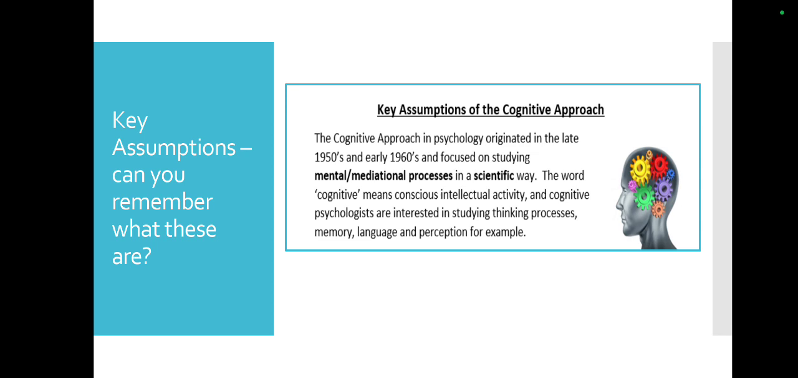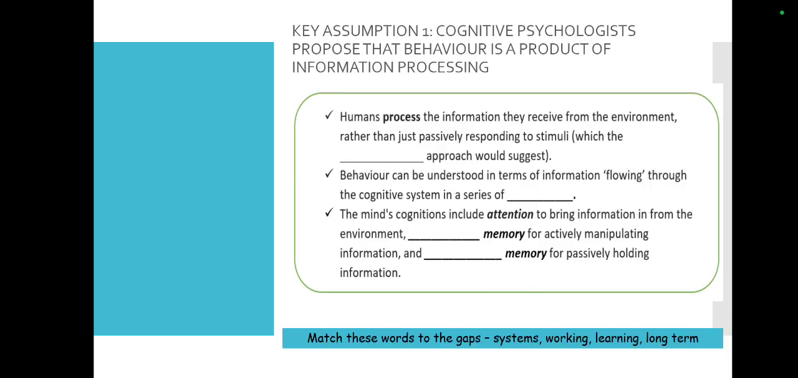We've got two key assumptions that we need you to learn for the exam. Key assumption number one, you can see on page 16, if you just want to highlight this with me, is that cognitive psychologists propose that behaviour is a product of information processing. So that's the first of our key terms for this lesson. Then what I'd like you to do is have a read through the paragraph that's on the screen at the moment. It's exactly the same as what's in your booklet.